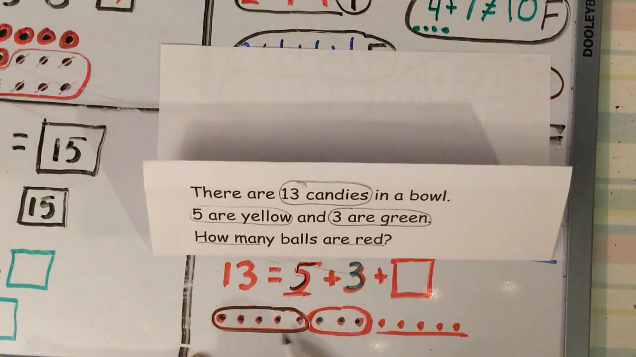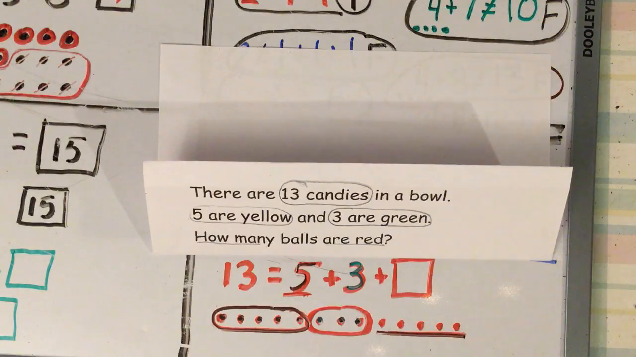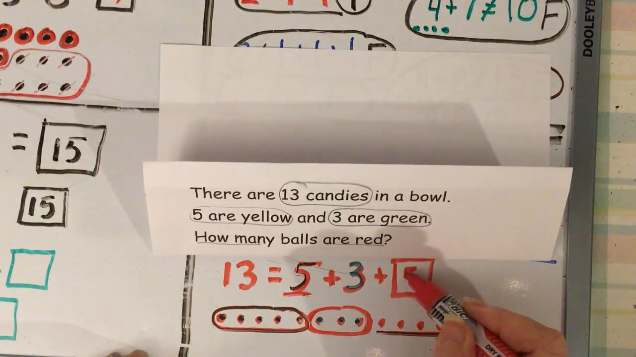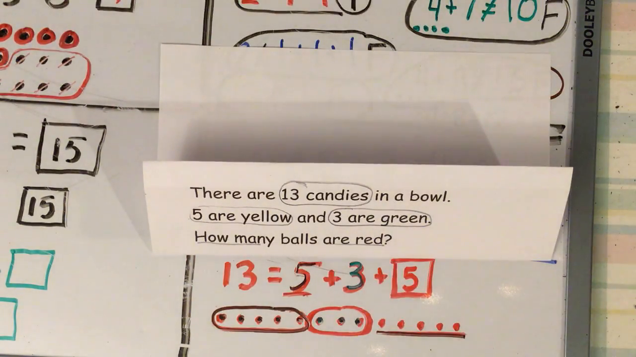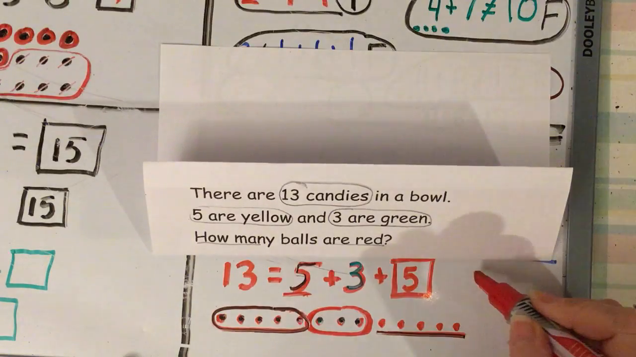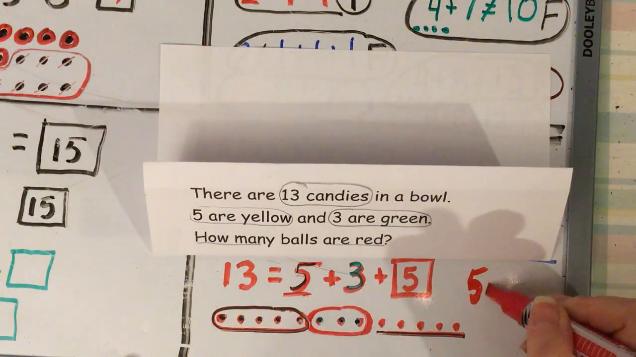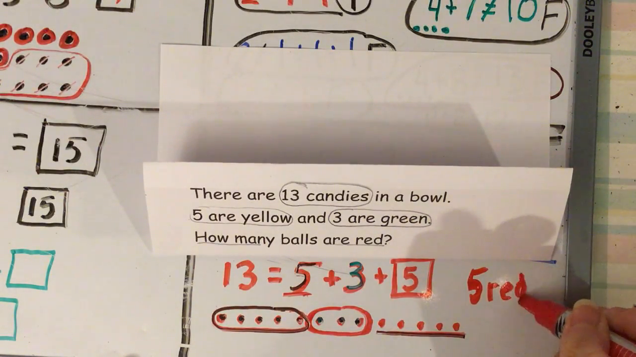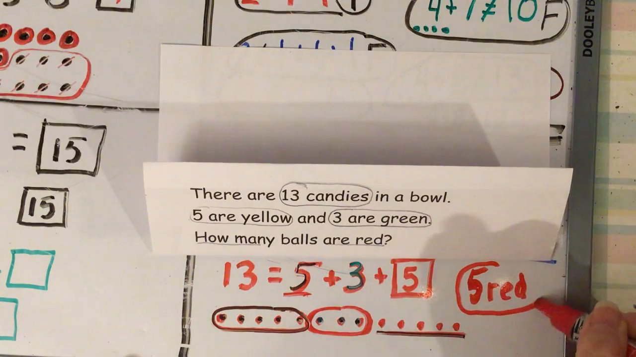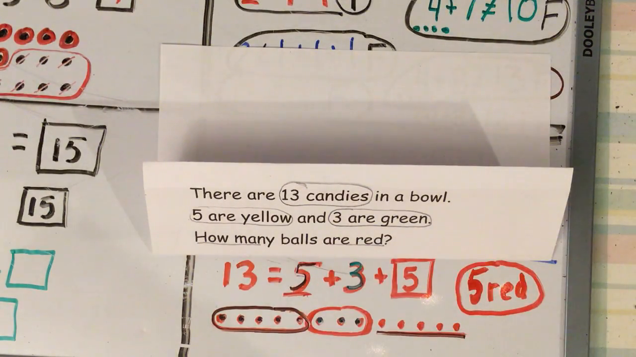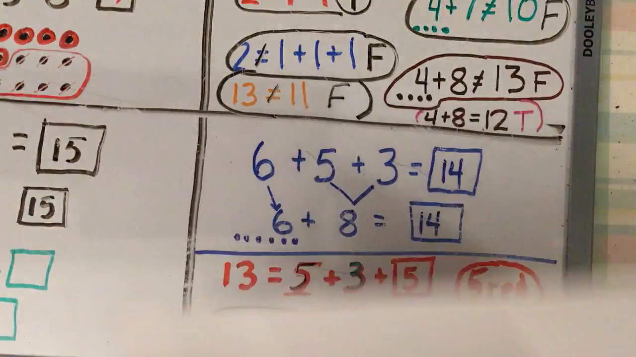So how many candies do I have left that are red? Let's count them. 1, 2, 3, 4, 5. 5 red candies left. I would want to write my answer, 5 red, and circle it so that my teacher can see my work. You all did such hard work today.